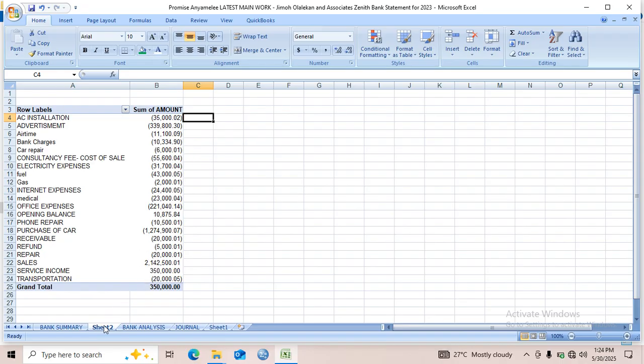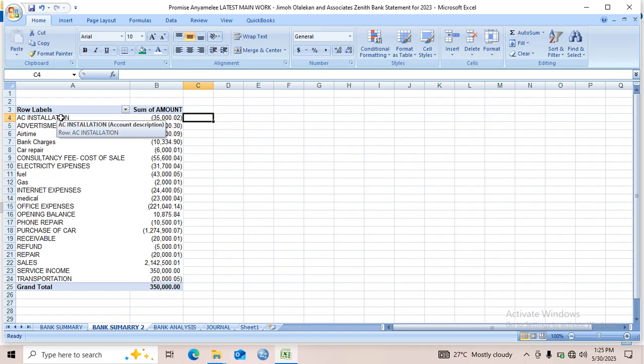So we can come to this sheet and rename it. You can put it as bank summary. Since I already have one here, let me just put it as bank summary 2 and enter. So this is how you analyze your bank statements and you create a summary of it, a pivot table for the summary of it.